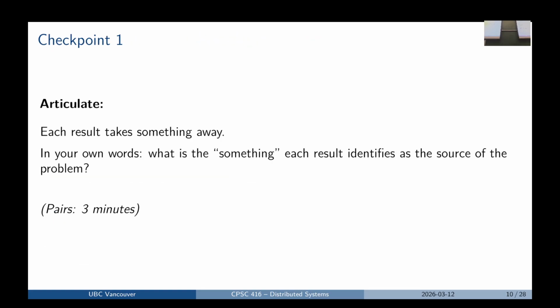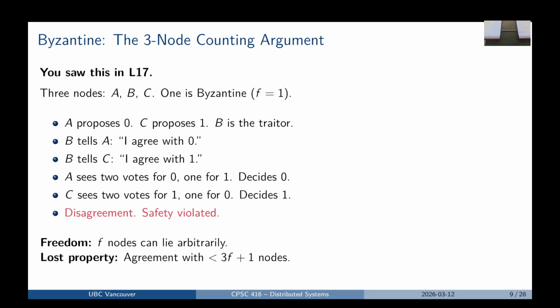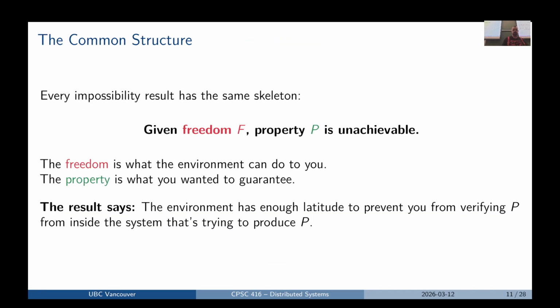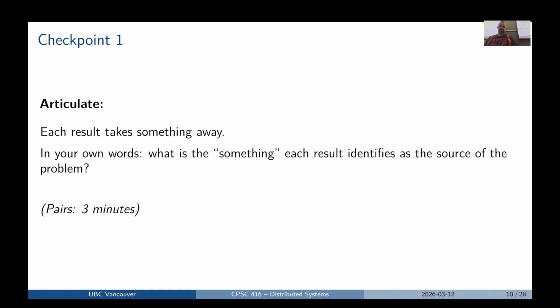So here's the question to ask yourself now. I'll give you 3 minutes. What is the something that each of these results identifies as the source of the problem? What's causing the issue in FLP and in CAP and the Byzantine generals problem and the last one, which was the multi-node Byzantine consensus issue? So we'll do that. 3 minutes.